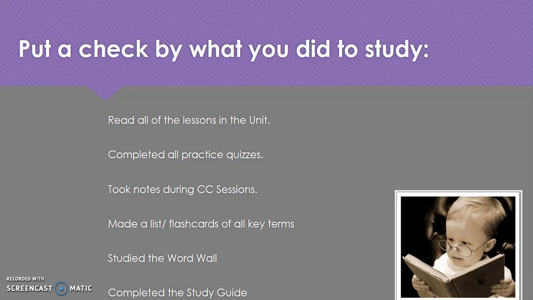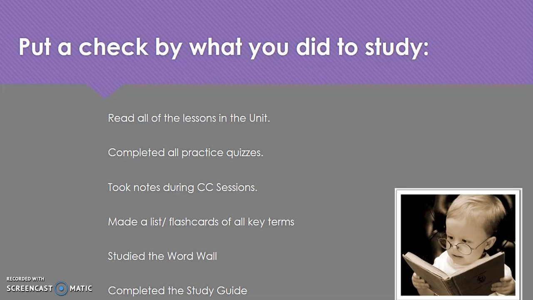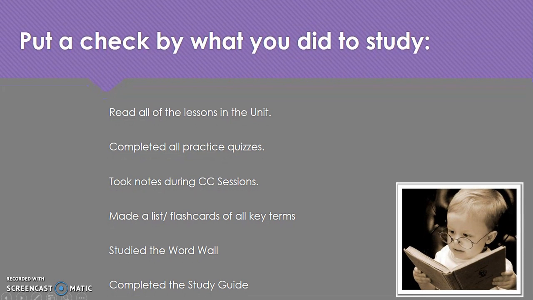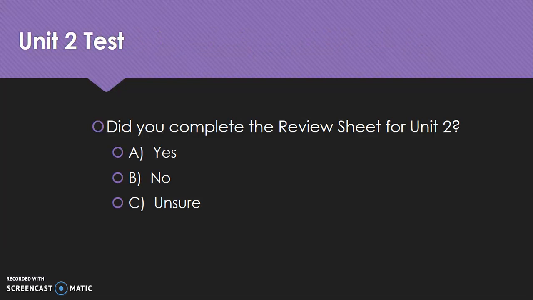Here's a checklist of things that you could do to study. You would definitely want to read all the lessons. You could complete the study guide. That's optional for you. You would want to complete all the practice quizzes to help you prepare. Taking notes during the Class Connect sessions, making some flashcards or using Quizlet, studying the word wall. All of those things are there to help you, along with the extra video helps that you could complete. Did you complete the review sheet for Unit 2?